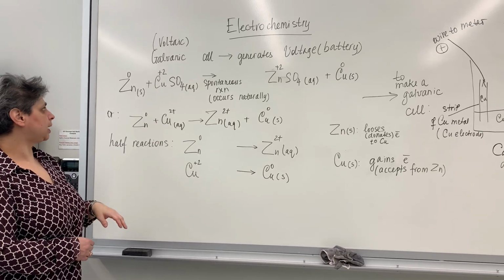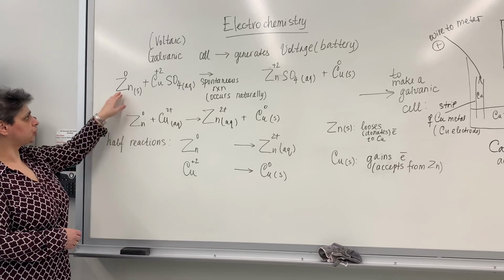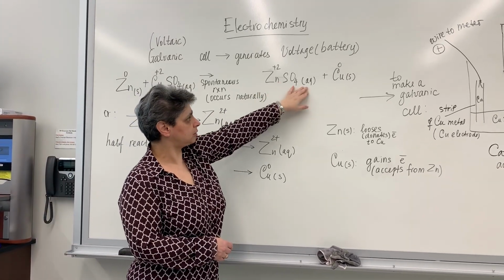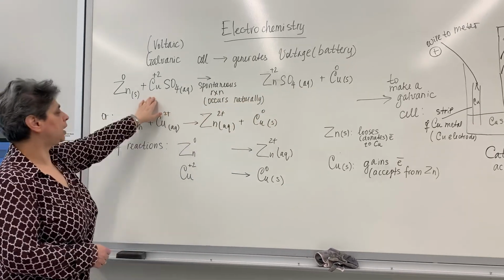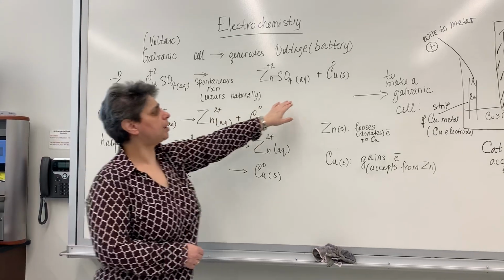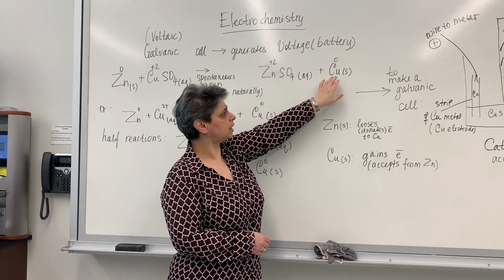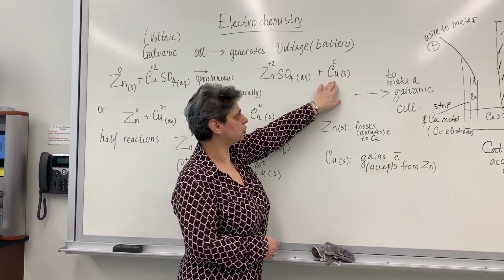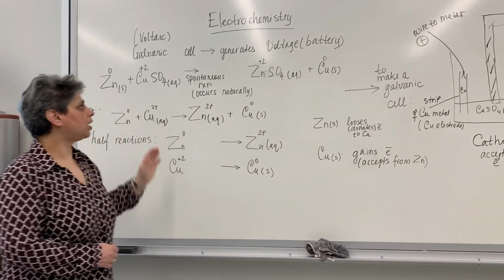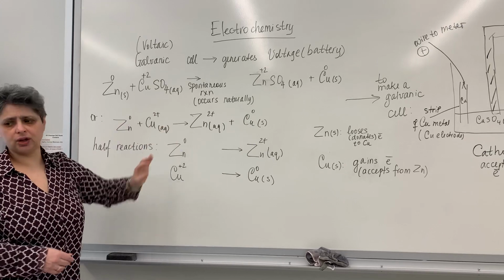And we also talked about the fact that charges change. So zinc starts out at 0, ends up at positive 2 as an ion in aqueous solution. Copper, on the other hand, starts out as a plus 2 ion in solution, ends up as metallic copper, which consists of neutral copper atoms. So the charge here is 0. So how do we know that this reaction even occurs?